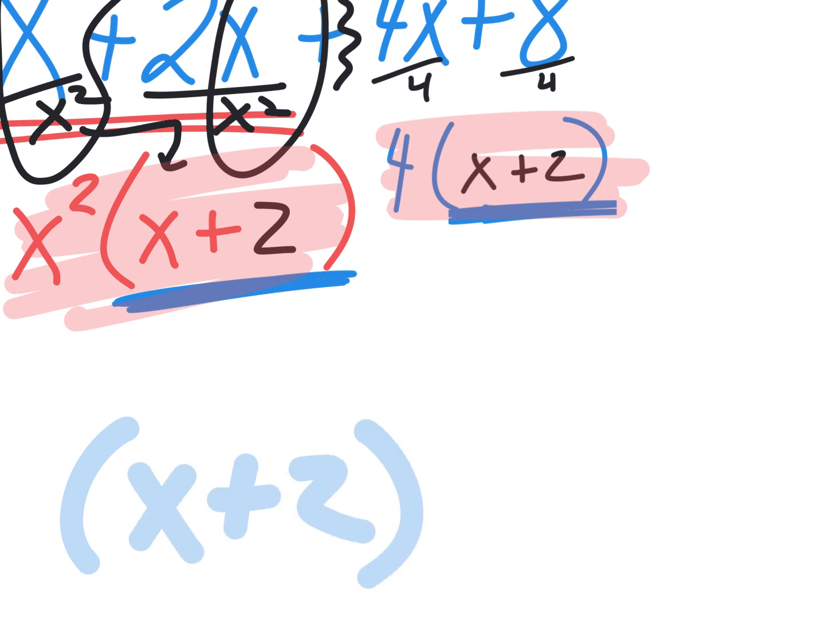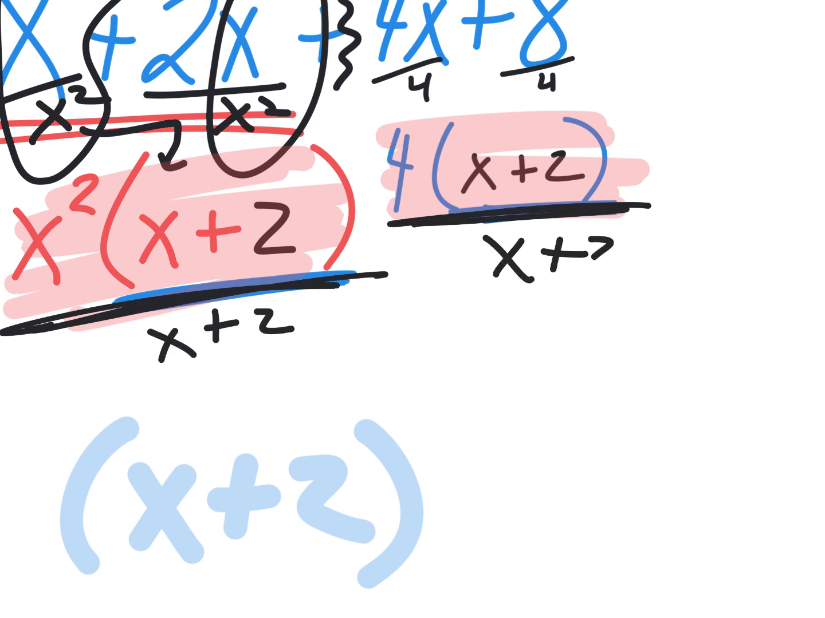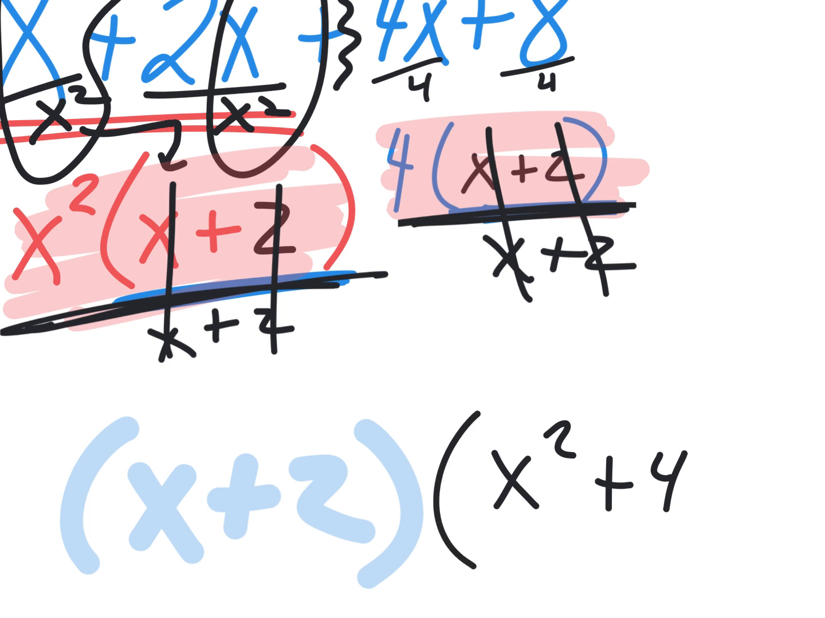And I'm, once again, factoring is really dividing by that. And what do you get when I divide both of these by x plus 2? I get the x squared plus 4 at the end. And that's it, boys and girls. That's your first factor by grouping. Final answer, x plus 2 and x squared plus 4.